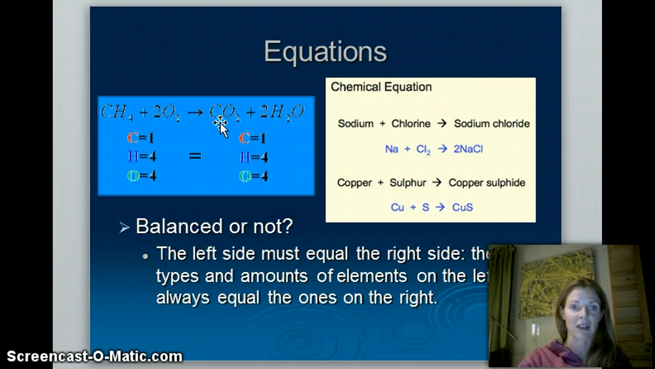Okay, so you have to understand that: 1 atom of carbon, 2 atoms of oxygen. Before that 2 was there, you had 2 hydrogens and 1 oxygen, and it's not balanced. You have to add those 2's in order to balance it. And here's how they check it.